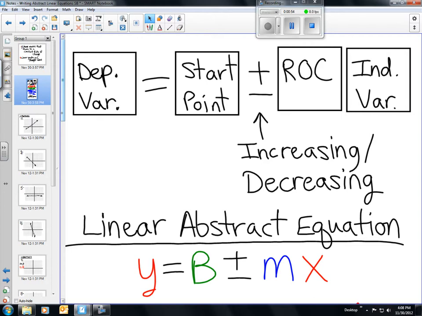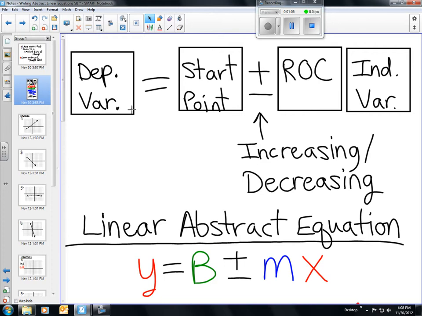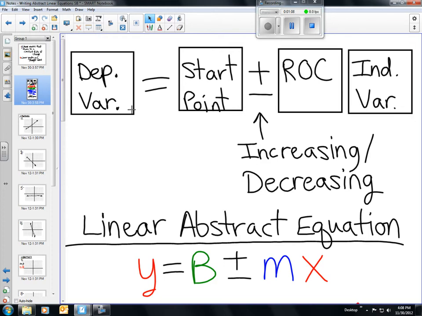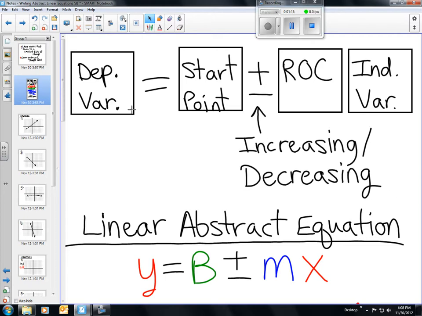So objective 1, we know from our work with applications of linear equations that the dependent variable is always equal to the starting point plus or minus the rate of change times the independent variable. And the plus or minus here tells us that the equation is going to be increasing or decreasing with that constant rate. Now, abstract graphs, meaning graphs that don't have any context to go along with them, are just a graph with numbers and points. The linear abstract equation is going to be y equals b plus or minus mx.